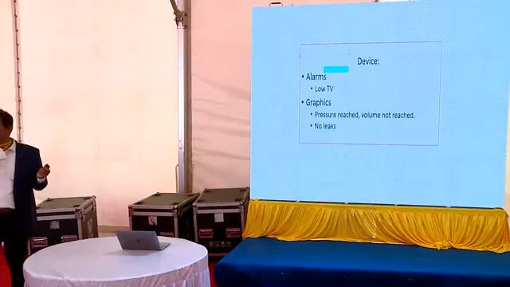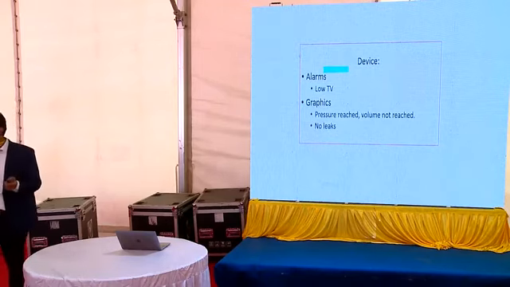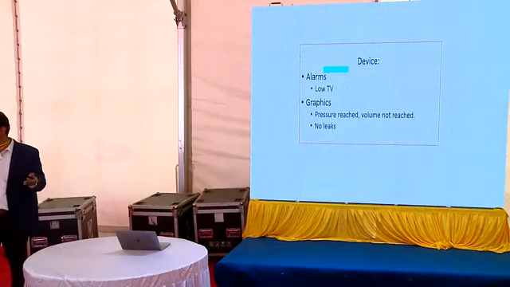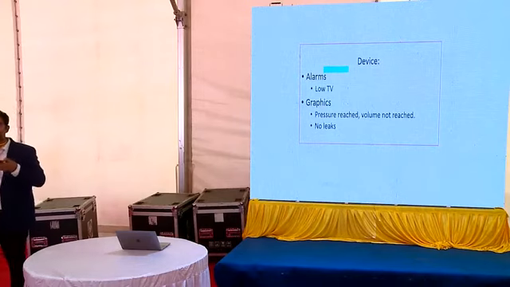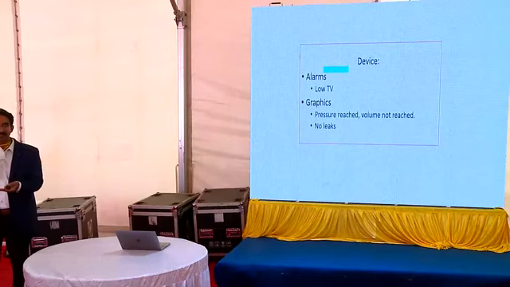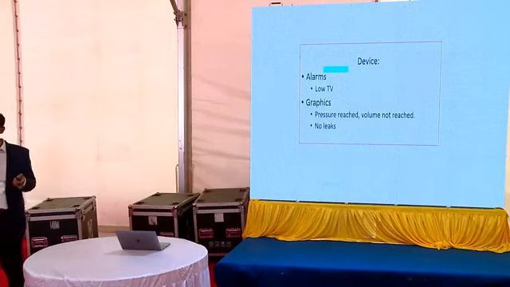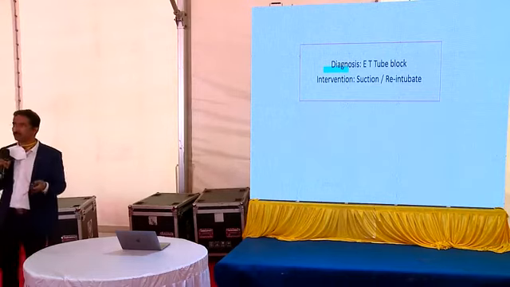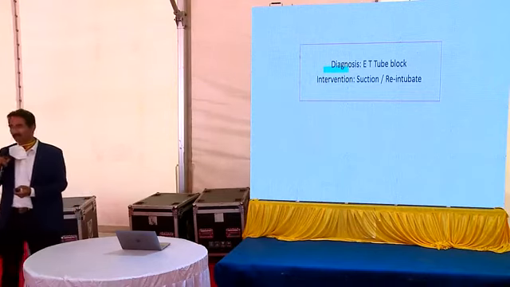And what alarm would the device show? Low tidal volume. What do you think would happen to the pressures? The pressures would be reached, but the volume will not be reached because the resistance in the tube is more. Given enough time, the volumes would reach, but we are not really allowing so much time for the baby. So there's a huge pressure gradient between the ventilator and the baby. Pressures would be reached, but not the volume, and there are no leaks. So this is most likely an ET tube block. You can suction, and if it's not improving, probably you will have to extubate and re-intubate.